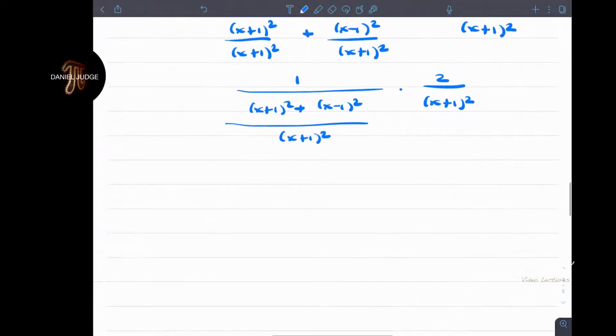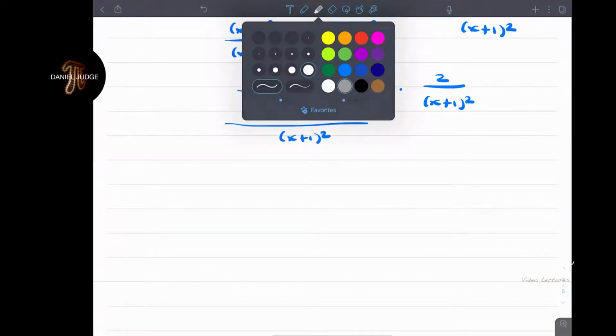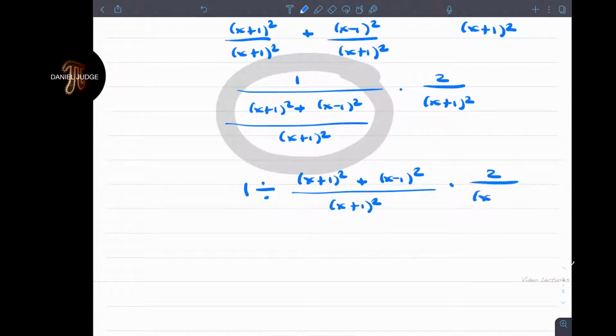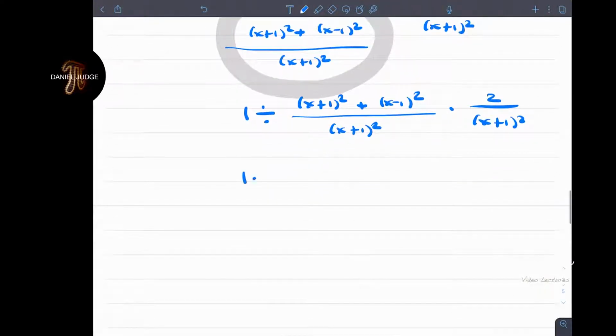So let's look at this as a complex fraction here, because that's what this is. This is 1 divided by x plus 1 squared plus x minus 1 squared over x plus 1 squared times 2 over x plus 1 squared, which is going to give you 1 times that reciprocal.